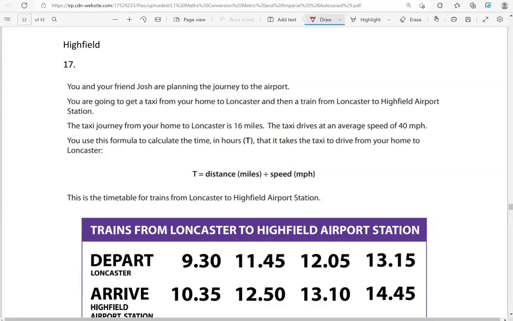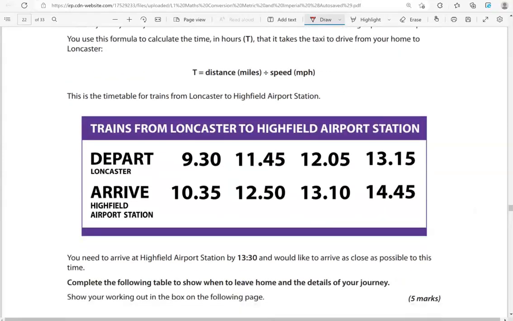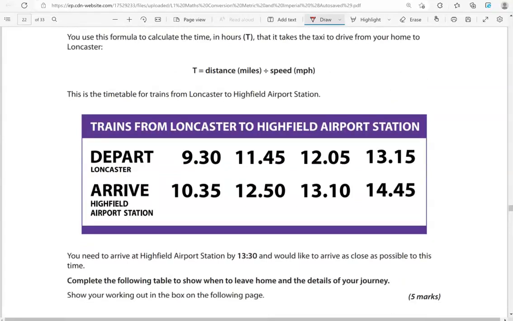This is a timetable for trains from Lancaster to Highfield Airport Station. You need to arrive at Highfield Airport Station by 13:30 and would like to arrive as close as possible to this time. Complete the following table to show when to leave home and the details of your journey. Show your working out in the box on the following page.